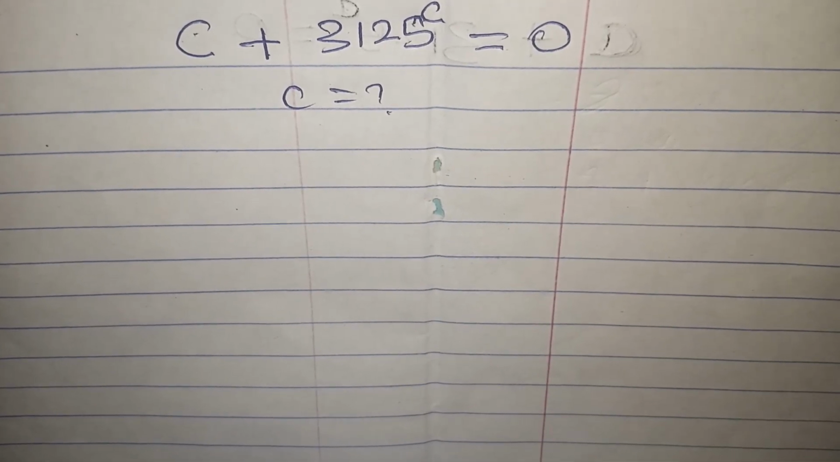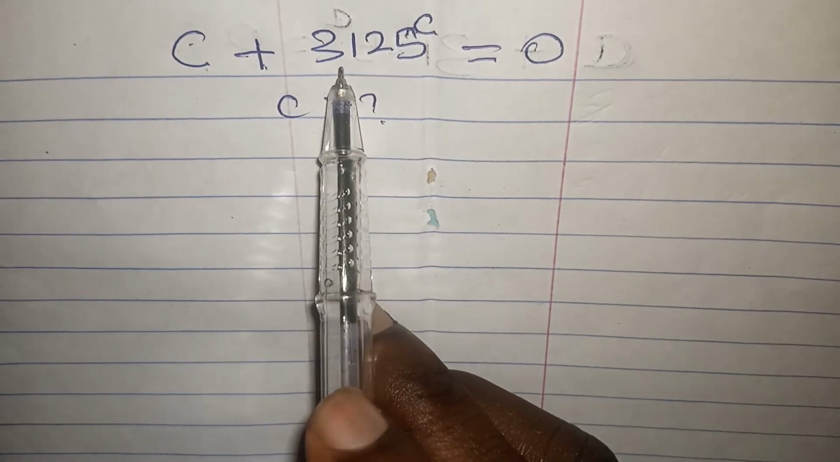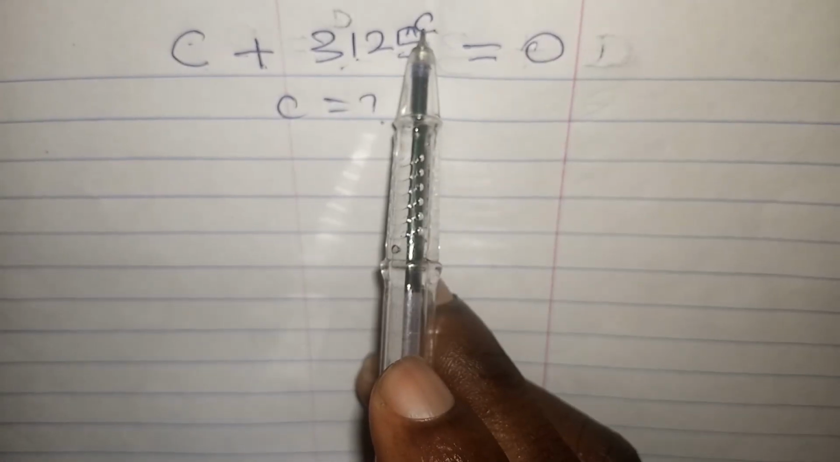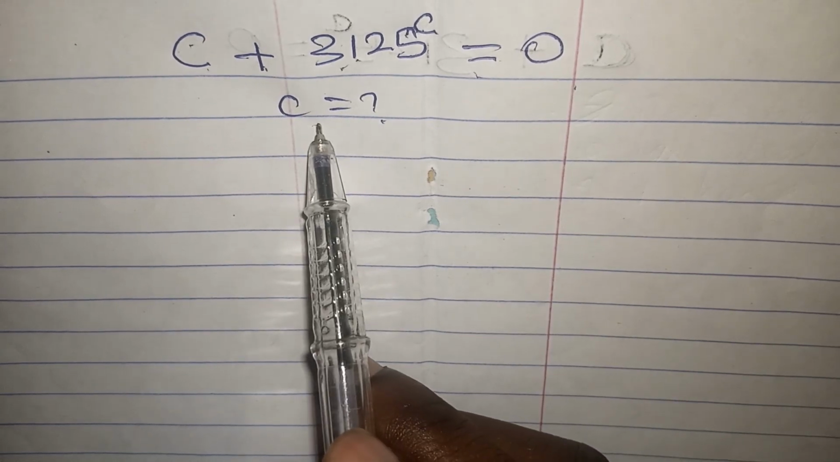Here comes another nice challenge which reads c plus 3125 to the power of c is equals to 0. So what then is the possible value of c?